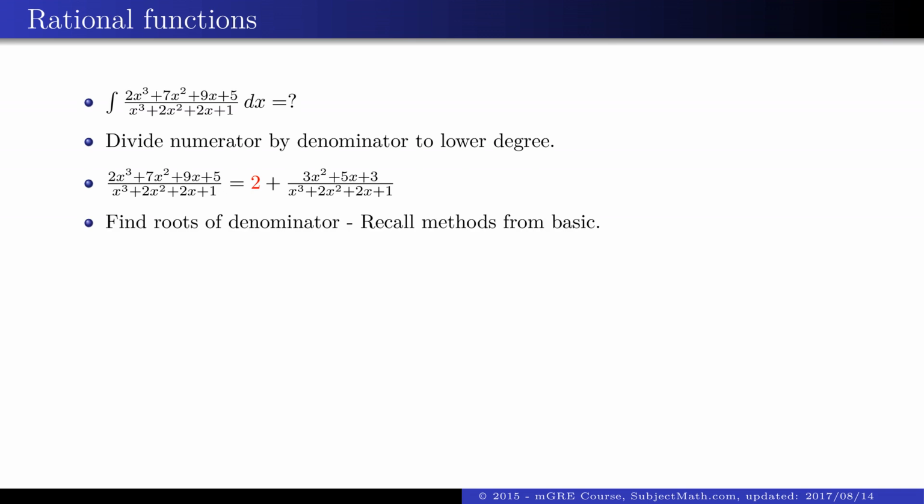Now we need to find all the possible real roots and decompose the denominator to a product of degree 1 or degree 2 polynomials. The degree 1 polynomials are in the form of x minus a root, and the degree 2 polynomials have 2 conjugate complex roots. These are called the irreducible factors of the polynomial.